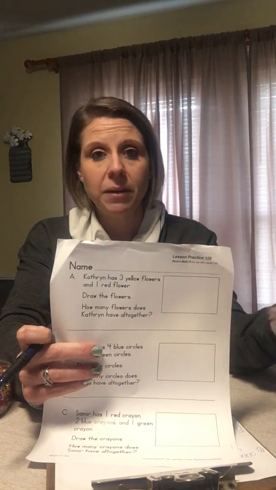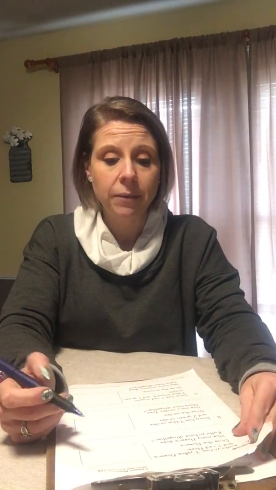So I'll read that again. Catherine has 3 yellow flowers and 1 red flower. Draw the flowers. That's where you would draw them in your 2 groups. How many flowers does Catherine have all together? Now remember, before you put your answer, to write your equation or your number sentence to match the problem. And they give you a box here to show your work. And if it's on a piece of paper, just show your work next to the number 1. So you would draw your flowers, and then you would write your equation or your number sentence and show the answer. Okay, so that would be the first one.